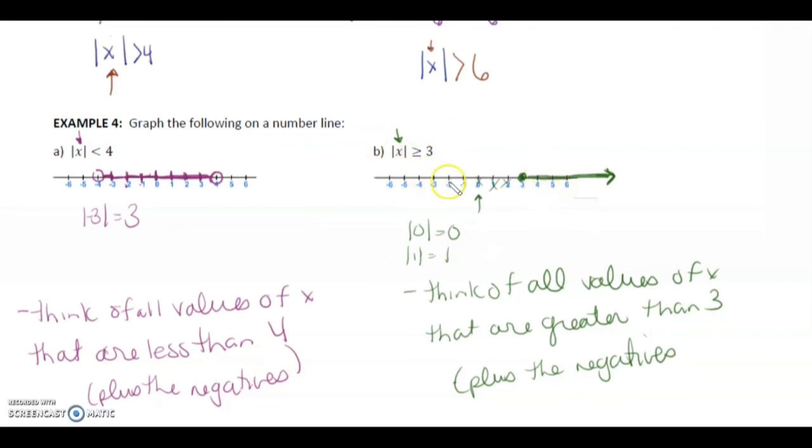Now let's flip. Absolute value of -1 is 1. That's not greater than 3. Absolute value of -2 is 2. It's not greater than 3. So we're going to start this side at -3, and we're going to draw a line to the left. So that is the solution there.